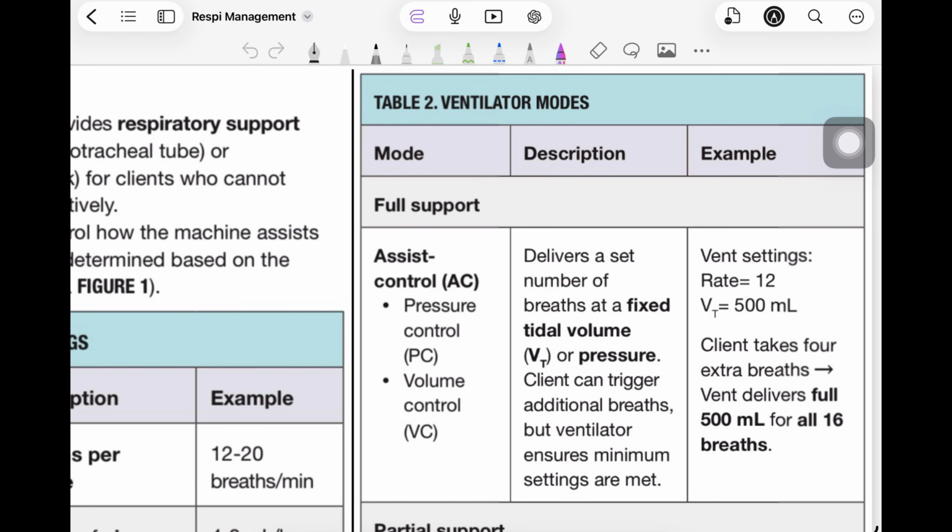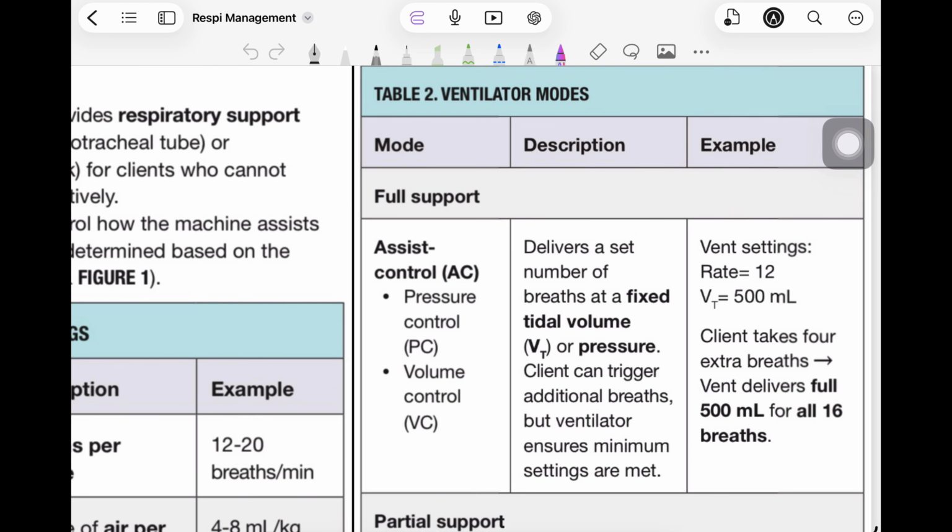Now, the patient takes 4 extra breaths. Now, we calculate it. 12 plus 4, ilan? 16, okay. So, meron siyang total of 16 breaths. Okay, how many tidal volume ang marireceive niya each breath? Fix pa rin, 500 ml. So, all 16 breaths will receive 500 ml of tidal volume. I hope na gets yun guys.